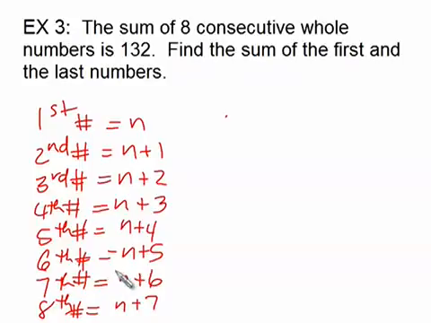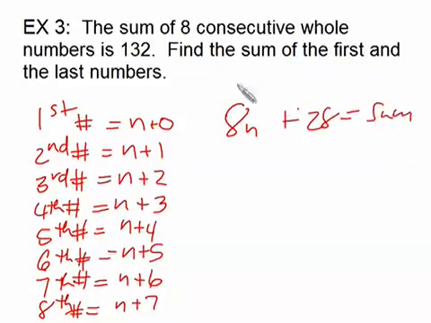As we reread the problem, it states that the sum of these 8 numbers is 132. So we need to add up all of the unknowns, giving us, if you look, we have 1, 2, 3, 4, 5, 6, 7, 8 n's. And if we add up all the whole parts, I could add a 0 here if that helps, but if we add all these whole numbers together, we get 28. This is our sum. And they told us that the sum is 132. So we're able to come up with the equation 8n plus 28 is 132. So now I have an algebraic equation to solve.